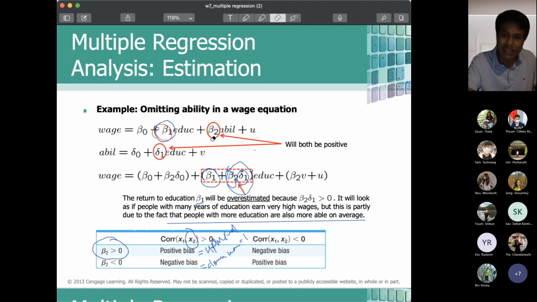But if we exclude ability, ability will be included in the error term. And hence, delta 1 will become delta 1 plus delta 2 delta 1. So it means that the coefficient of our model, where we omit the relevant variable, is biased. So we violate the zero conditional mean assumption. We have an issue of omitted variable bias. This education is endogenous.